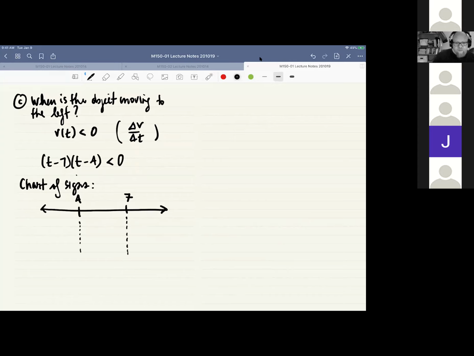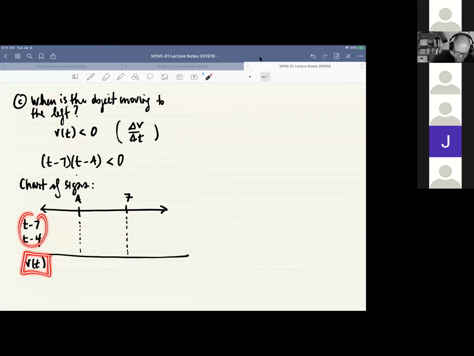And now I'm going to make two rows here, one row for each of the factors, t minus 7 and t minus 4. These are the things that contribute to my derivative changing sign, maybe from positive to negative. That's what I'm putting here. And notice when I take the product of these two things, I get v of t. So what I'm going to do is look at each of these separately, and then look at what they do together.